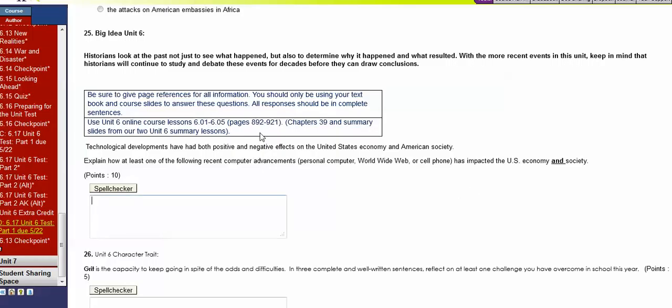Technological developments have had both positive and negative effects on the United States economy and American society. Explain how at least one of the following recent computer advancements has impacted the U.S. economy and society: the personal computer, World Wide Web, or the cell phone. How have one of those things impacted the U.S. economy and society? Don't forget, you're looking to explain both.